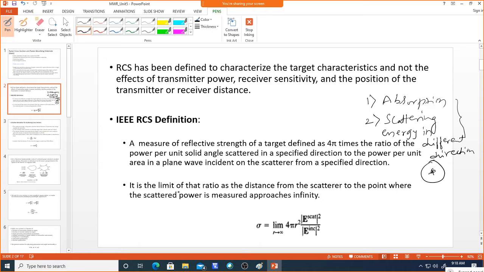So it is the limit of that ratio as the distance from the scatterer to the point where the scattered power is measured approaches infinity. Whenever the distance from the scatterer to the illumination point tends to infinity, with respect to the scattered and incident energy, we find out the RCS of the target. Generally for a large distance this tends to infinity. For a small distance, we can find it out. So this is the RCS of the target.